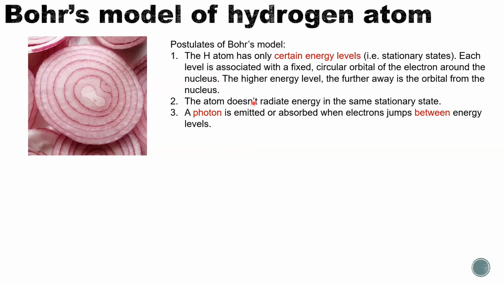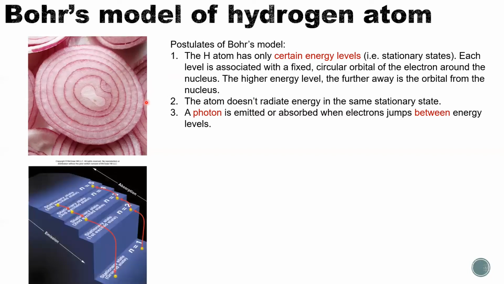If we want a better schematic of what Bohr's model of hydrogen looks like, besides this onion ring, you can imagine the energy levels as steps. There's nothing in between. The electrons can only jump between different energy levels, different steps. And each step does not have the same height. The closer to the nucleus, the higher the difference between neighboring steps.